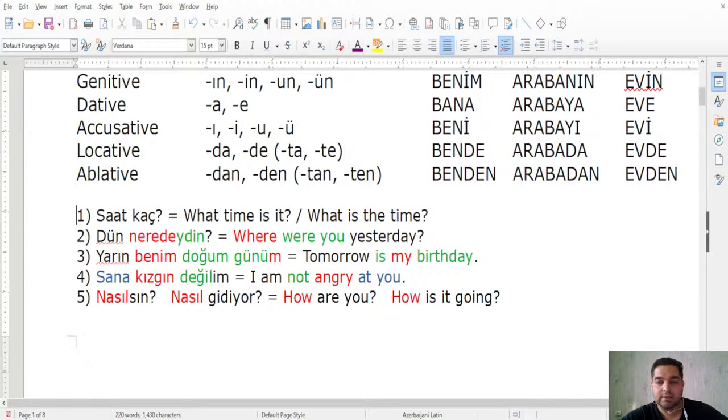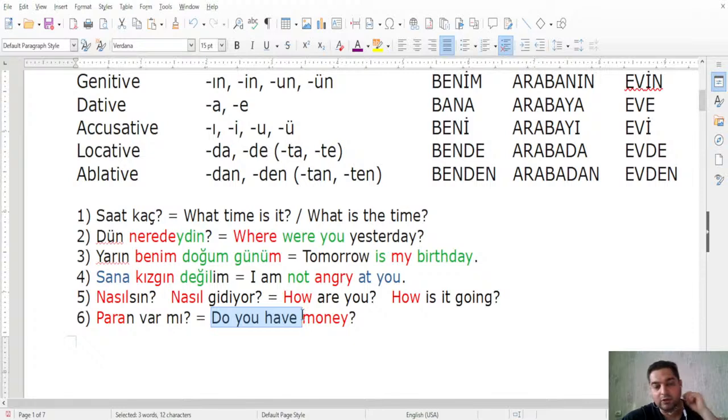Let's now look at the sixth sentence. Paran var mı? Now, para is money, and this is the to have structure. Remember, we covered the video on verb to have, how we make verb to have. So basically, you have the possessive ending at the end of the word, whatever you want to mean as a have, right? So in this case, it's para. If you have paran, which means your money, you have to make it possessive, your money.